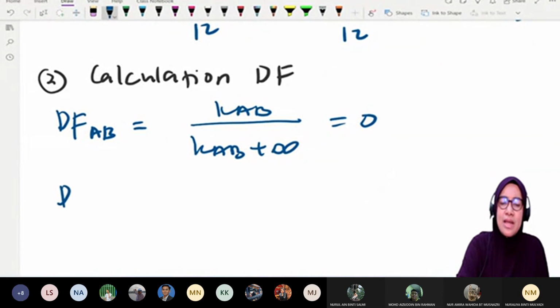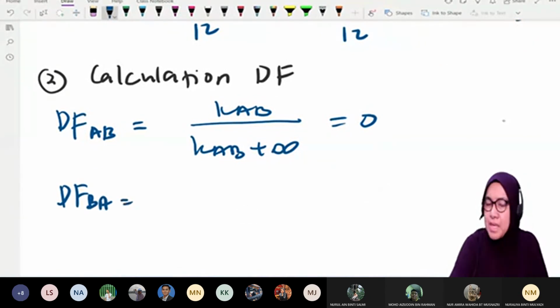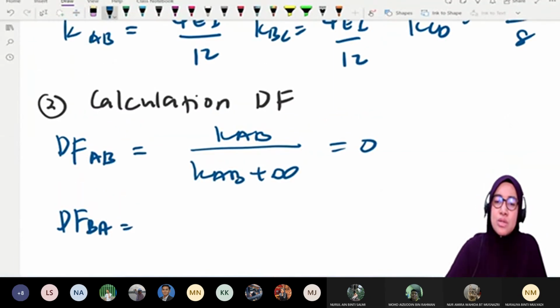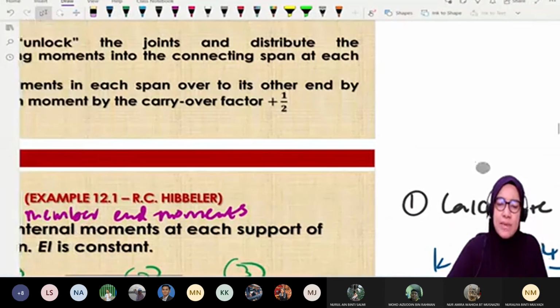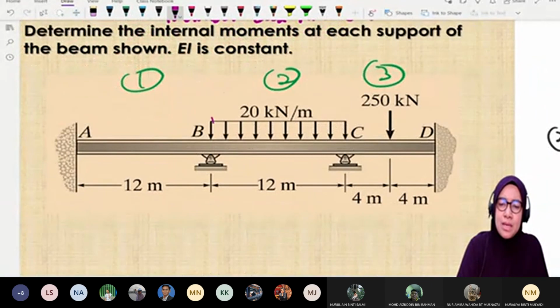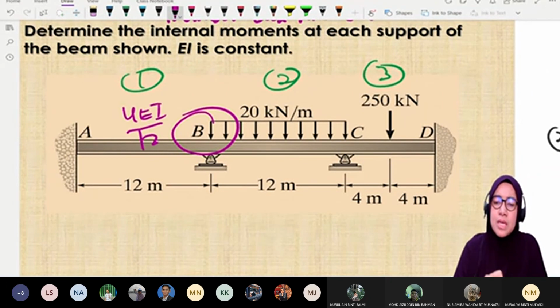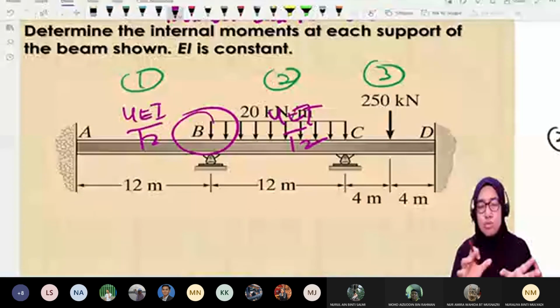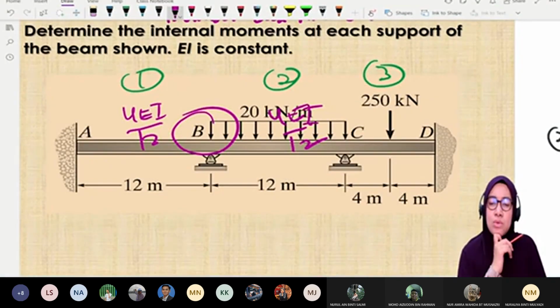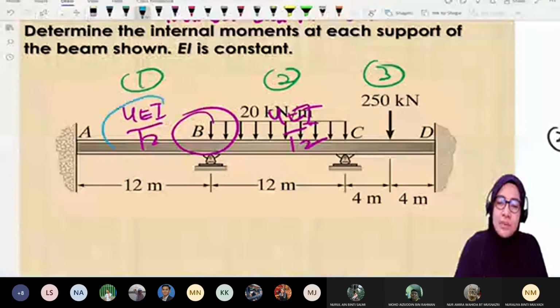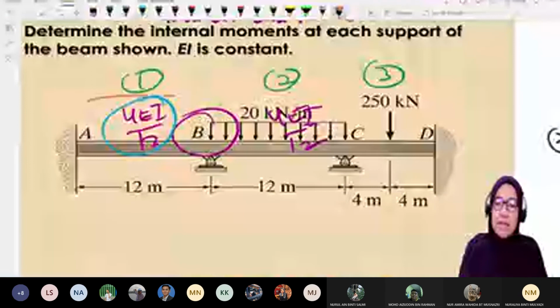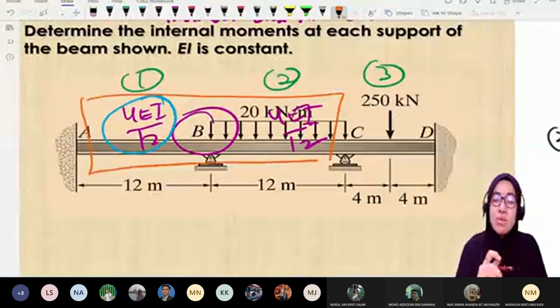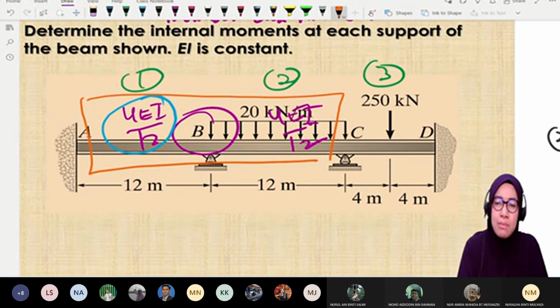Then the DFBA. So at B, look back at the diagram. At B, the K we have here is 4EI over 12, and the other one is also 4EI over 12. It connects to these two members. So to calculate DFBA, we take this one divided by the total. That is the blue one divided by the total.